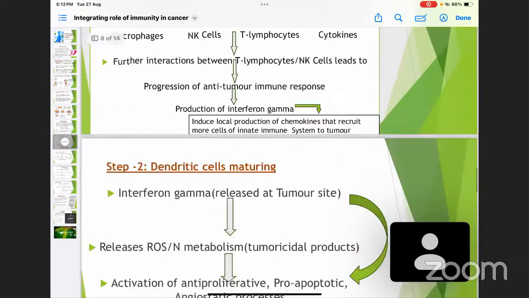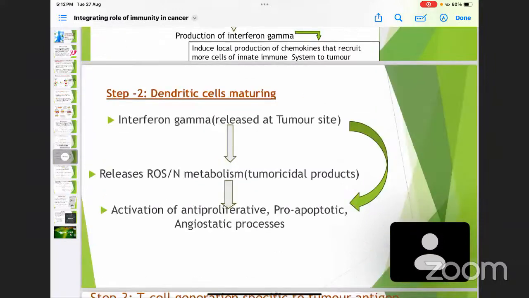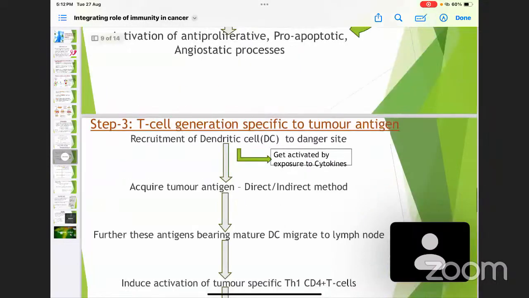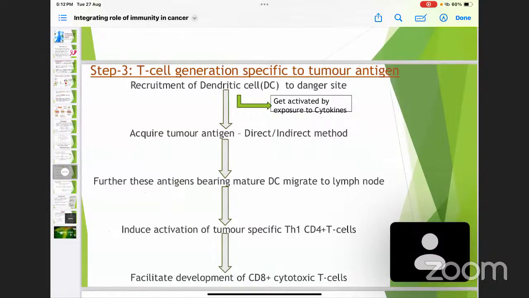The second step is dendritic cell maturation. Interferon gamma is released at the tumor site, which leads to the release of tumoricidal products and activation of anti-proliferative, pro-apoptotic, angiostatic processes. The third step is T cell generation specific to tumor antigen, with the recruitment of dendritic cells to the target sites, which get activated by exposure to cytokines and acquire tumor antigen by the direct or indirect method.